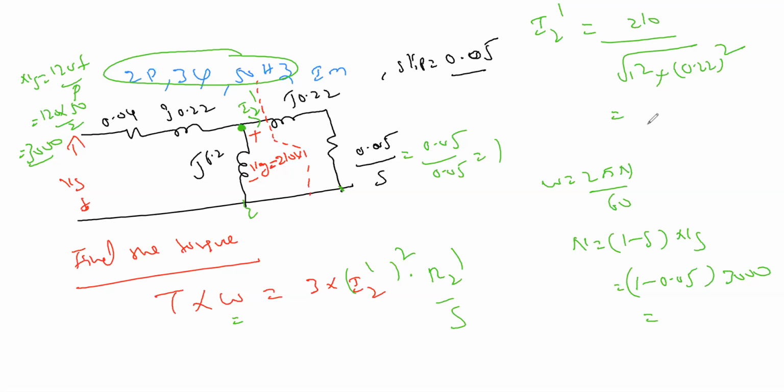So you substitute everything. I2 dash comes from here, R2 dash by S I know, which is 1. Omega is 2 pi N by 60. Once you get the N, substitute N, get the omega, and get me the torque finally. Solve this one, please.